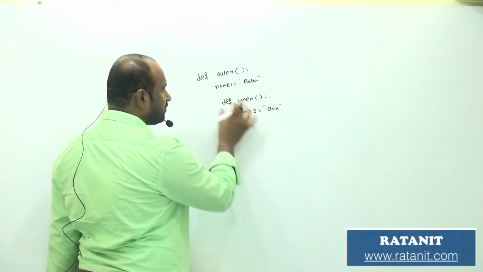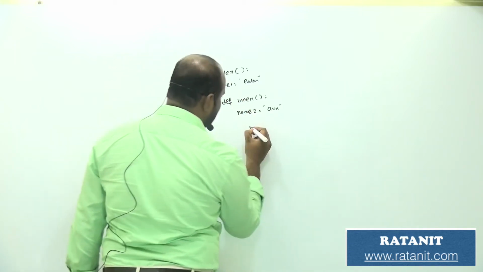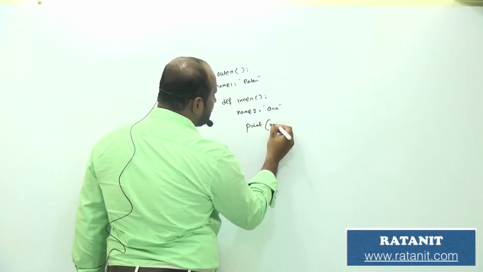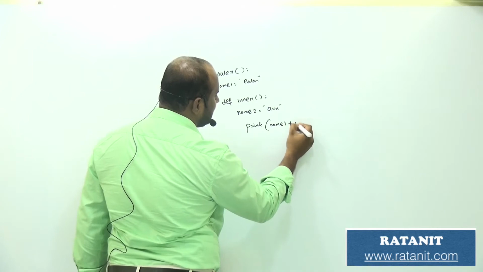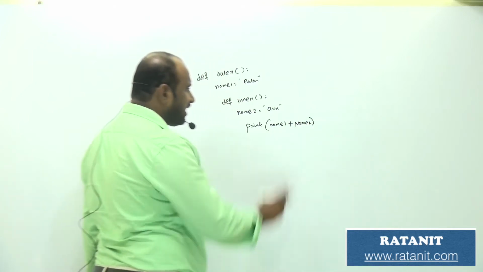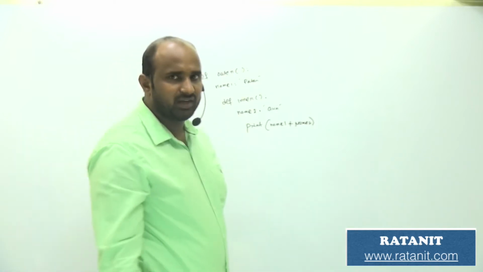Inside the inner function, we can access the outer function variable. Simply here you can print name1 plus name2. Both are string type only. I said in Python we can combine only similar types of data.